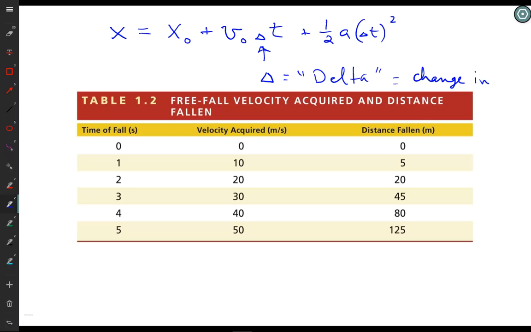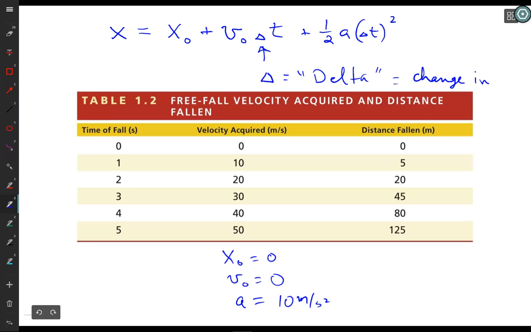Now for this table right here, the table is using x0 equals 0 and v0 equals 0. That's where these numbers came from. And it used a equal to 10 meters per second squared.